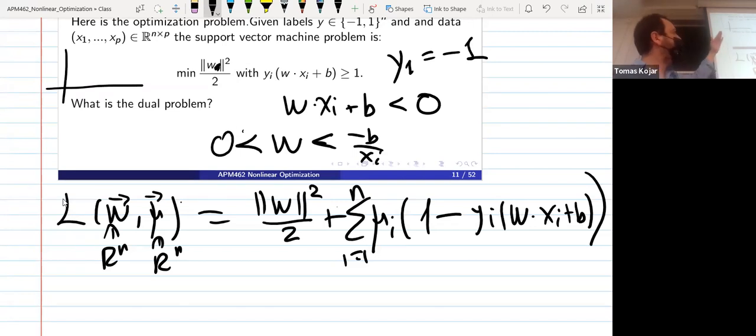Because if you take W to be too small and W and YI is positive, then you risk being less than 1. So you cannot put W equals 0.